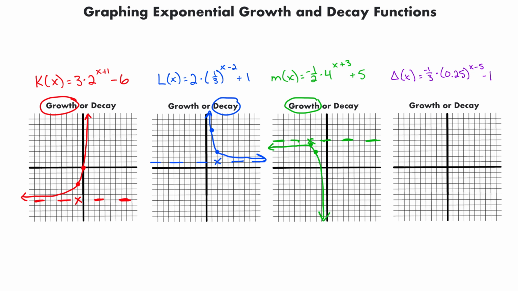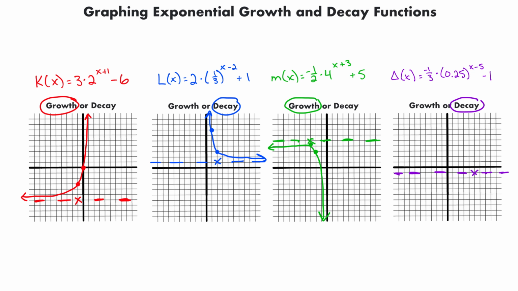And then finally, the last function in purple, the function delta. The base is 0.25. 0.25 is smaller than 1. That means we are dealing with a decay function. We're going to go right 5 and down 1. 1, 2, 3, 4, 5, down 1, which is right here. Here is our horizontal asymptote.